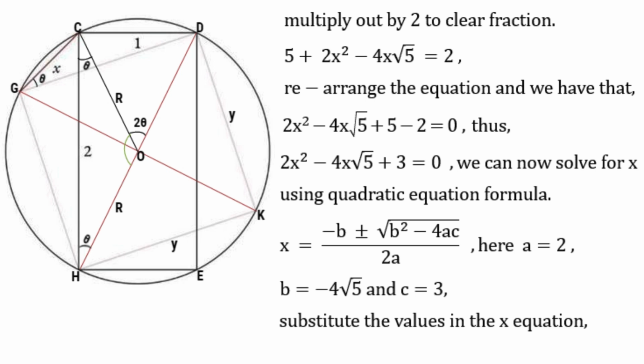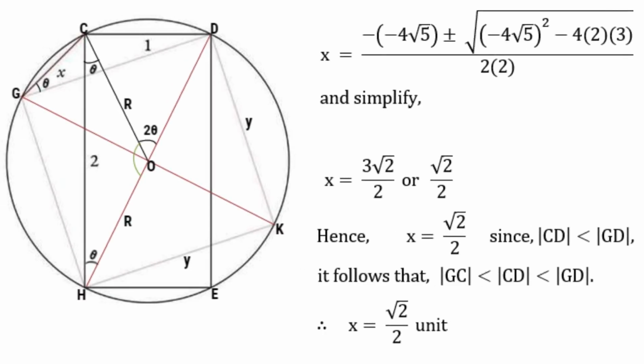Using the quadratic equation formula to solve for x, here a equals 2, b equals negative 4 times the square root of 5, and c equals 3. Substitute the values in the x equation. The value of x is shown on the screen after substituting values. Simplify and we have that x equals 3 times the square root of 2 divided by 2 or the square root of 2 divided by 2.